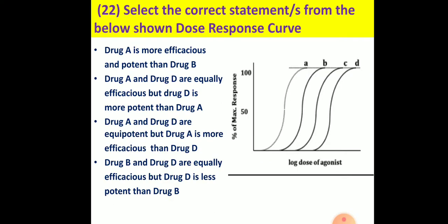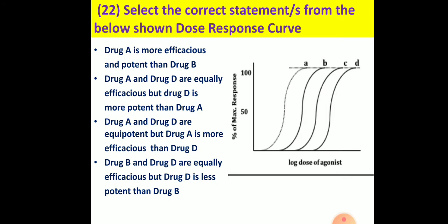Then yes, here you have to understand the concept of the efficacy and the potency. The maximum achievable therapeutic response is called the efficacy. So in the figure it is very obvious that there are 4 drugs, and the maxima is equal. So A, B, C and D are equally efficacious.